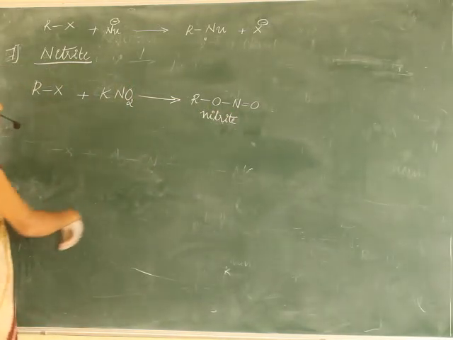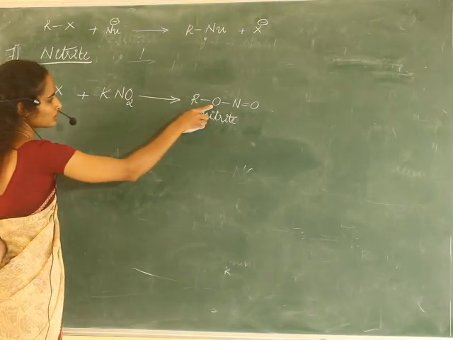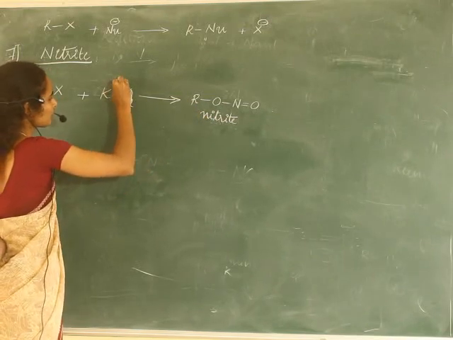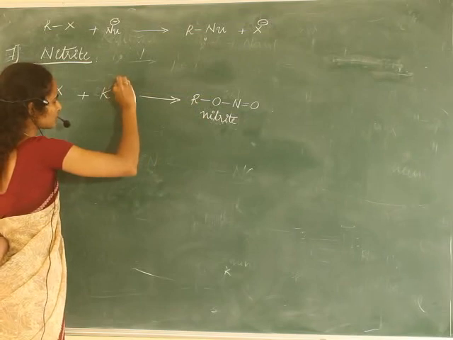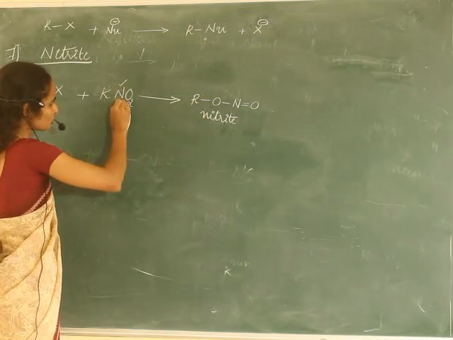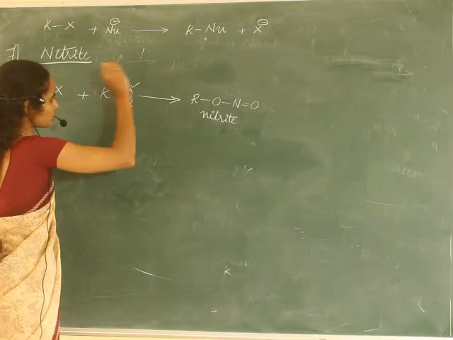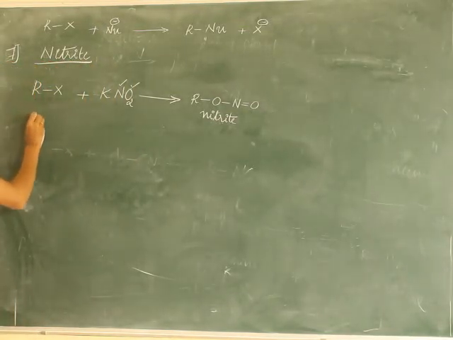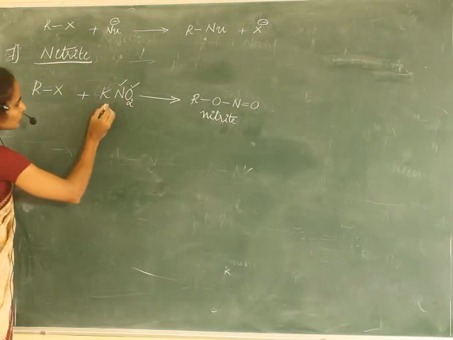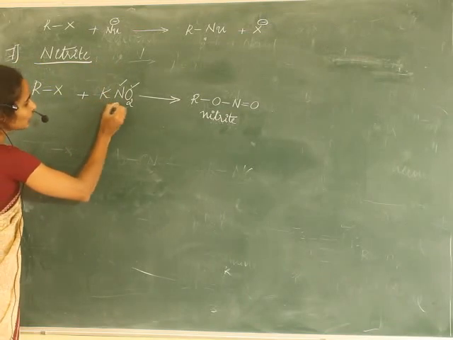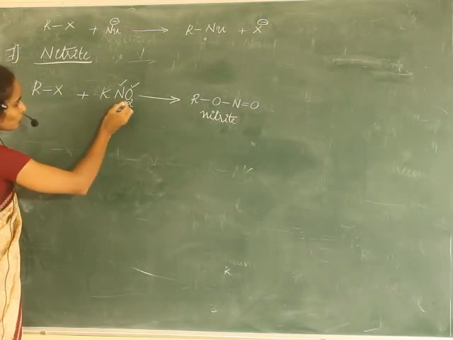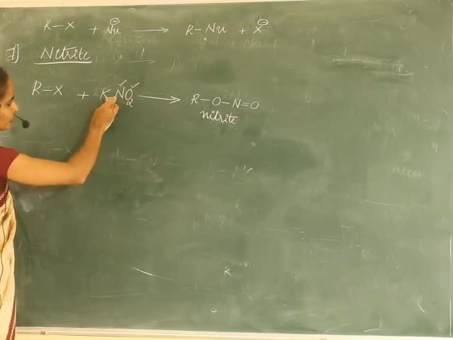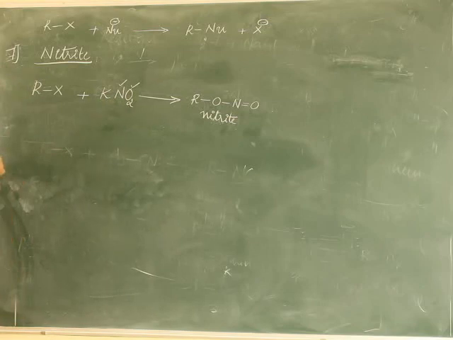Here bond formation is through the oxygen atom because it is an ambidentate ligand. Bond formation can take place either through nitrogen or through oxygen atom because of ambidentate nature. One more thing, it is ionic in nature, so formation of both the products can take place, either through nitrogen or oxygen.